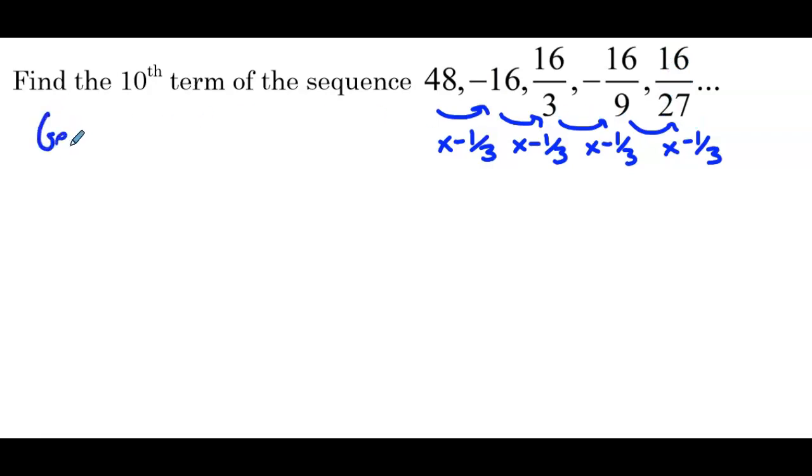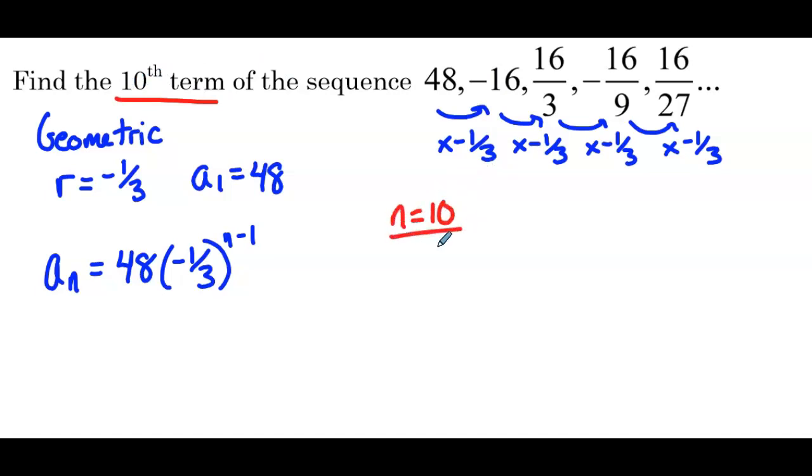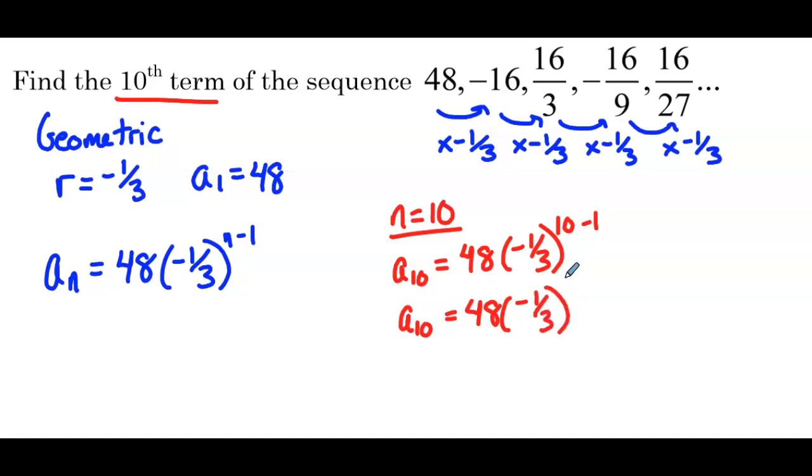Okay, so we have a geometric sequence then, with a common ratio of -1/3 and a first term of 48. And if we're looking for the 10th term, we're going to start by writing the explicit formula. So a sub n equals 48 times (-1/3) to the n minus 1. And if we're looking for the 10th term, that's n equals 10. So a sub 10 equals 48 times (-1/3) to the 10 minus 1. So a sub 10 is 48 times (-1/3) to the 9th.